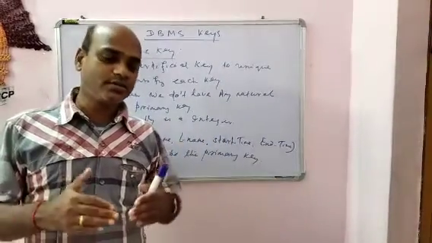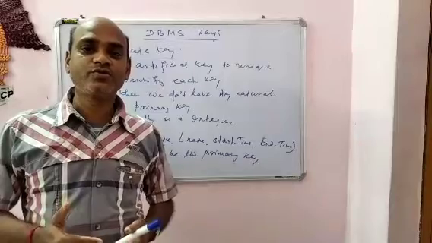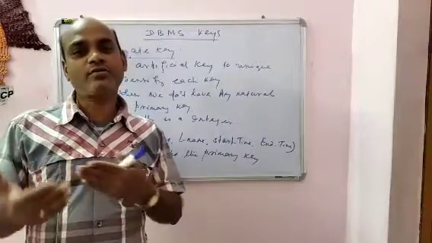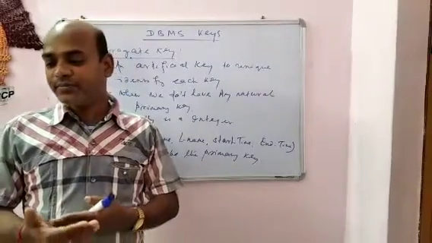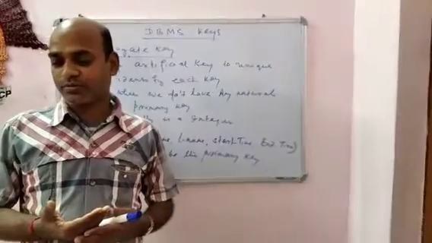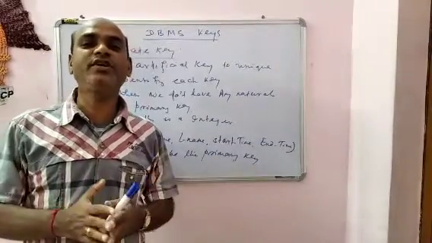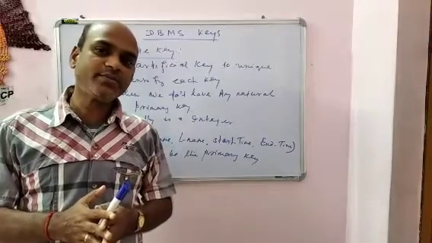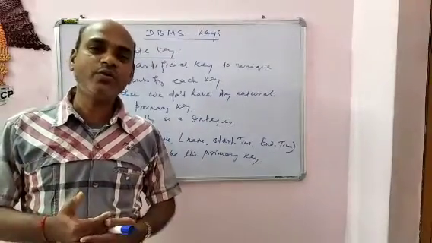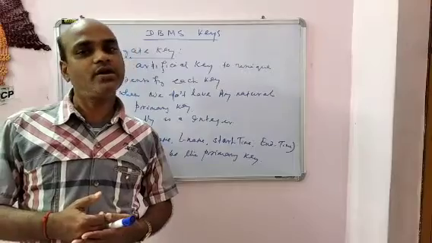So they have different names: alternate key, composite key, candidate key, compound key, or surrogate key. That is also a combination of different keys. The main aim is to uniquely identify a row or a record in a database table.